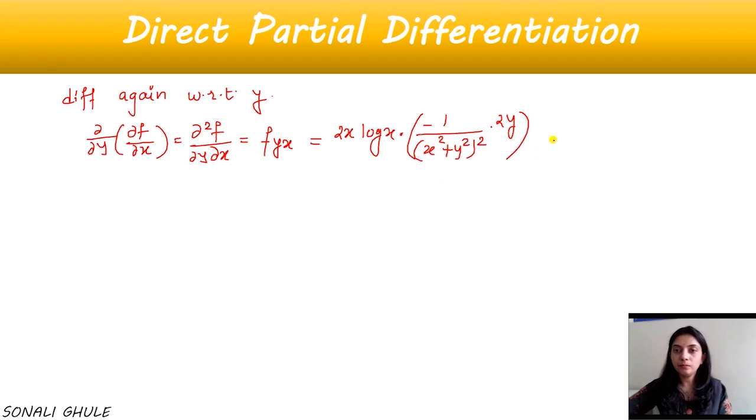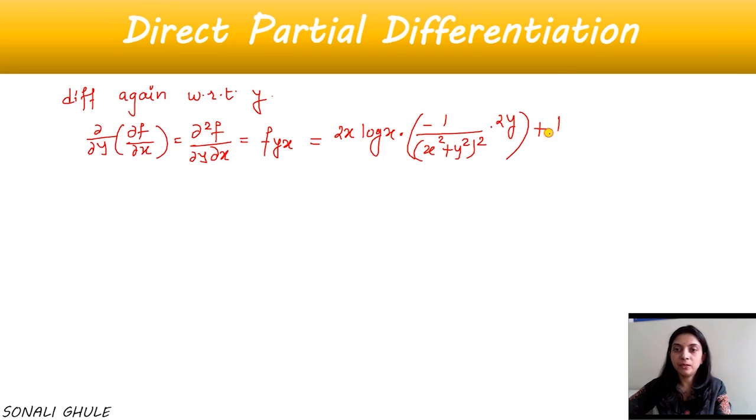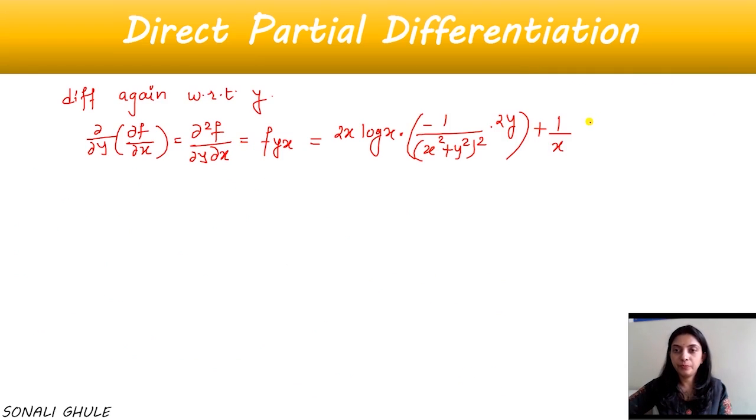Okay, then here for this term, 1 upon x is constant, so I can write here plus 1 upon x, and taking a derivative of tan inverse with respect to y, so it is 1 upon 1 plus x square plus y square whole square.